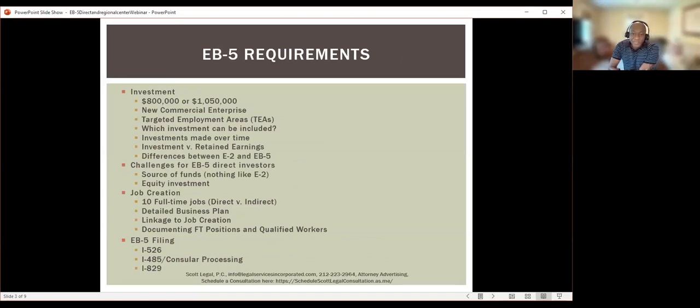Perfect, and we can advance. So now we'll go to the crux of the EB-5 requirements, and really, as I said, the two big things here are investment and job creation.